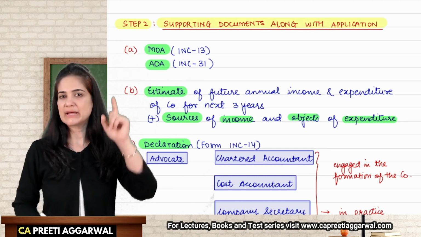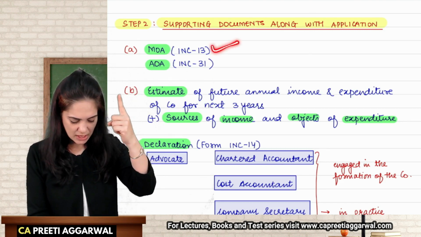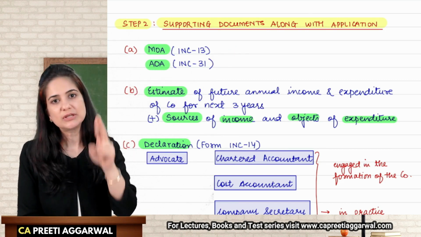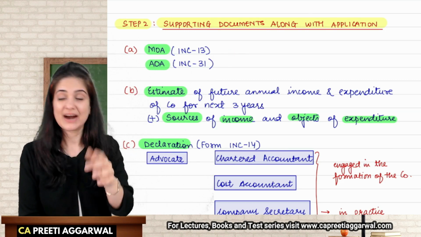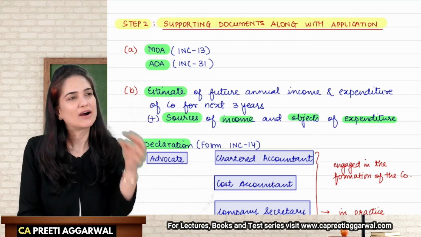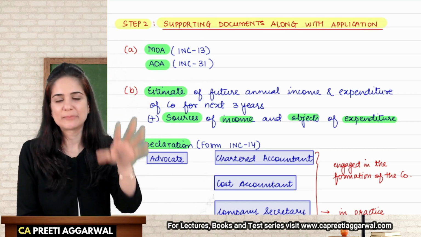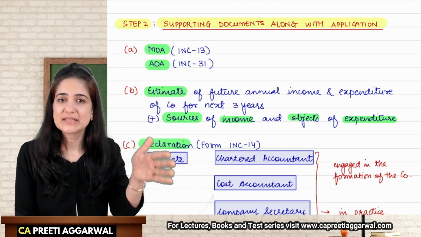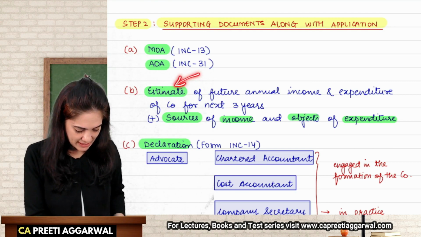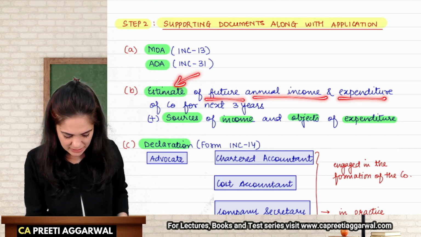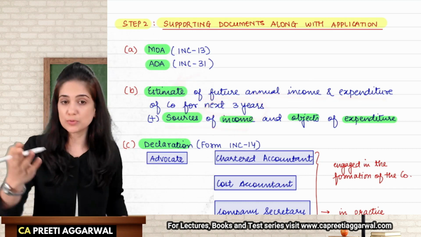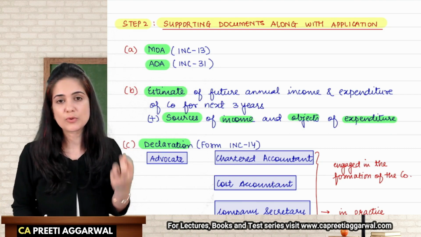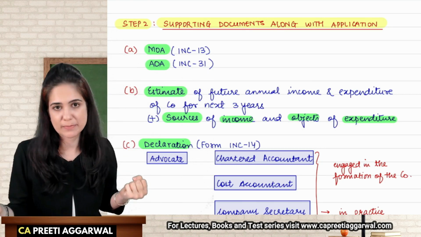So what is the requirement? Let's repeat and then learn. I need to file the MOA in form INC 13. I always have the habit of saying section number. MOA INC 13. Articles INC 31. I also need an estimate of future annual income and expenditure for the next 3 years. I need you to provide the source of income and objects of expenditure. So from where are you going to earn money? How and where are you going to spend?